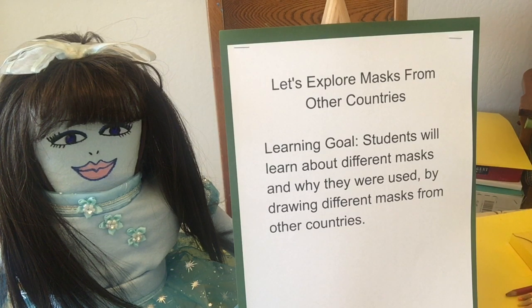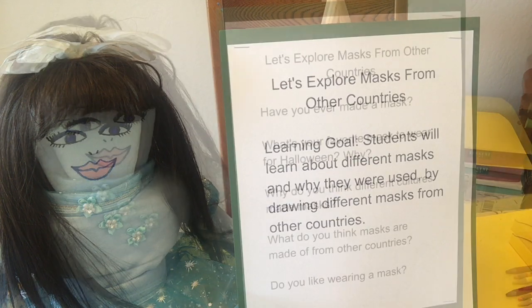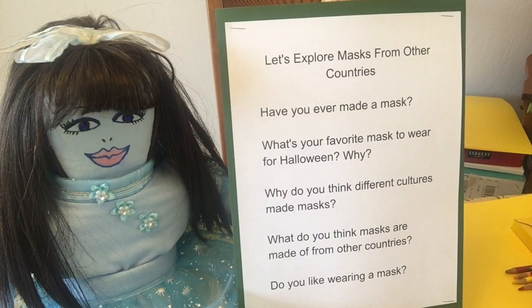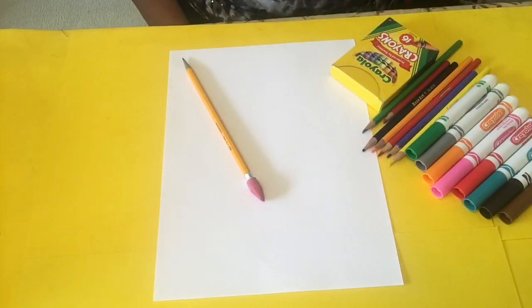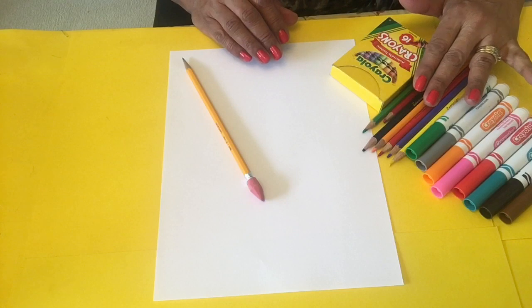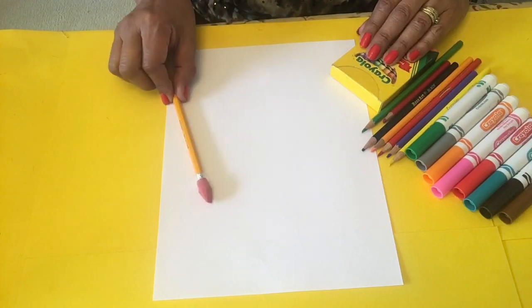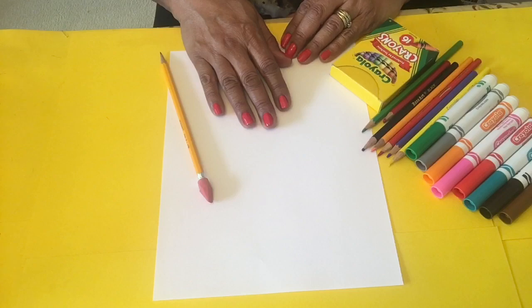And our learning goal is students will learn about different masks and why they were used by drawing different masks from other countries. Here are some interesting questions you can ask your child or students. I'm sure you're wondering what materials were used to make the masks. They used leather, they would use corn husks, feathers, and they used wood. We will need crayons, colored pencils and markers, your pencil, and 1 piece of white paper.